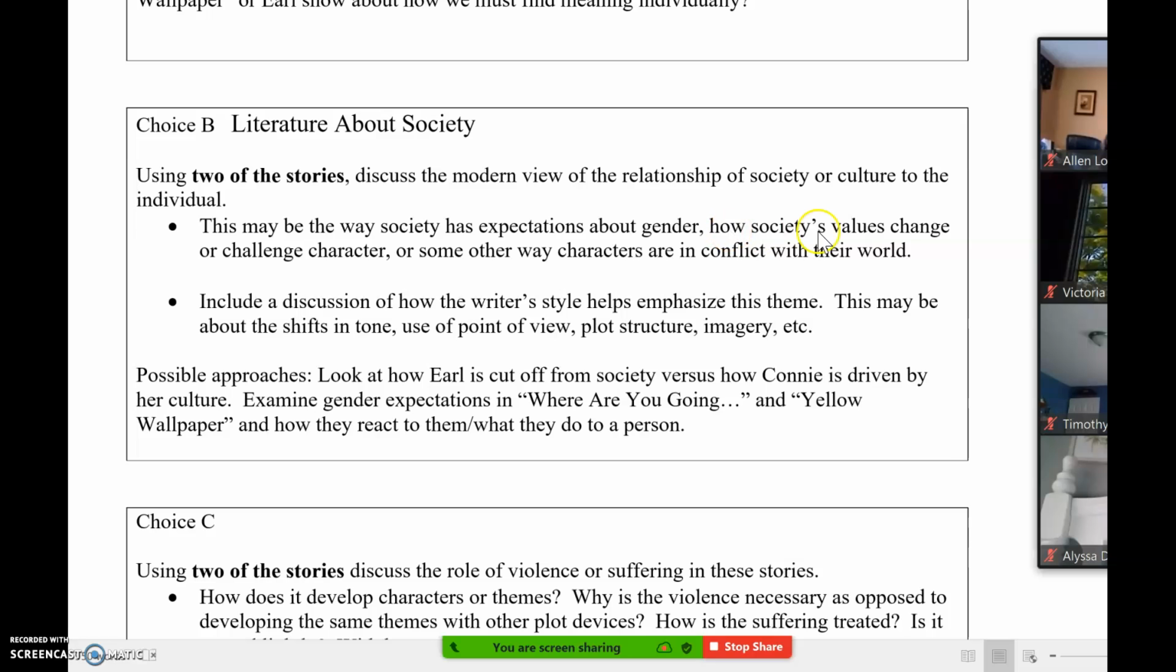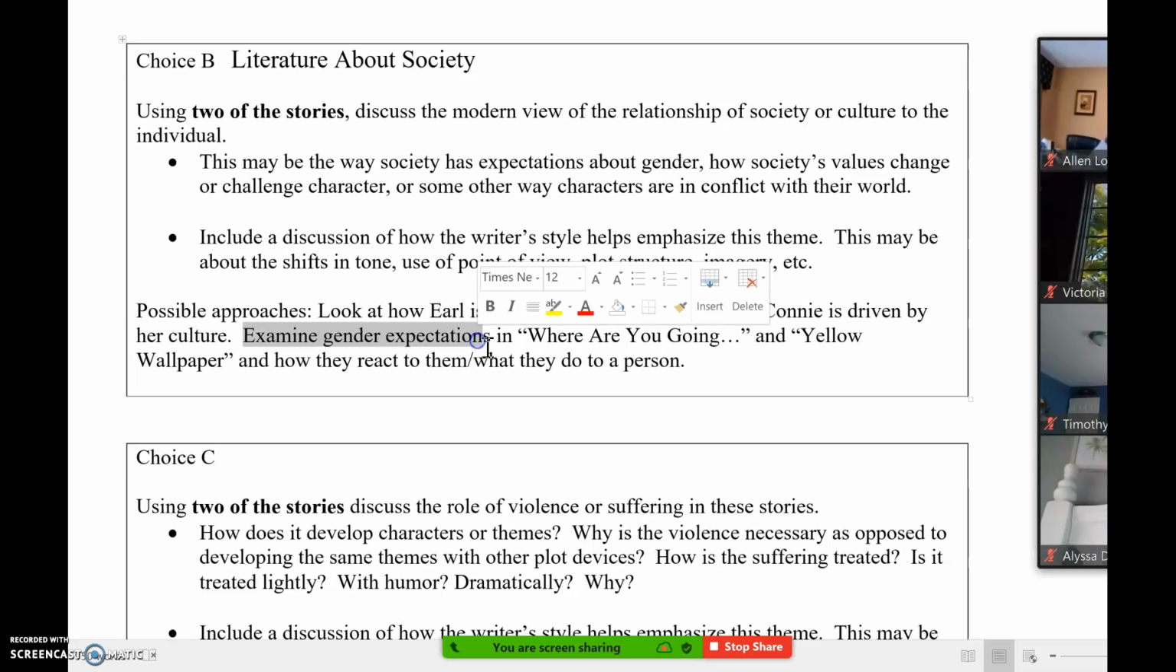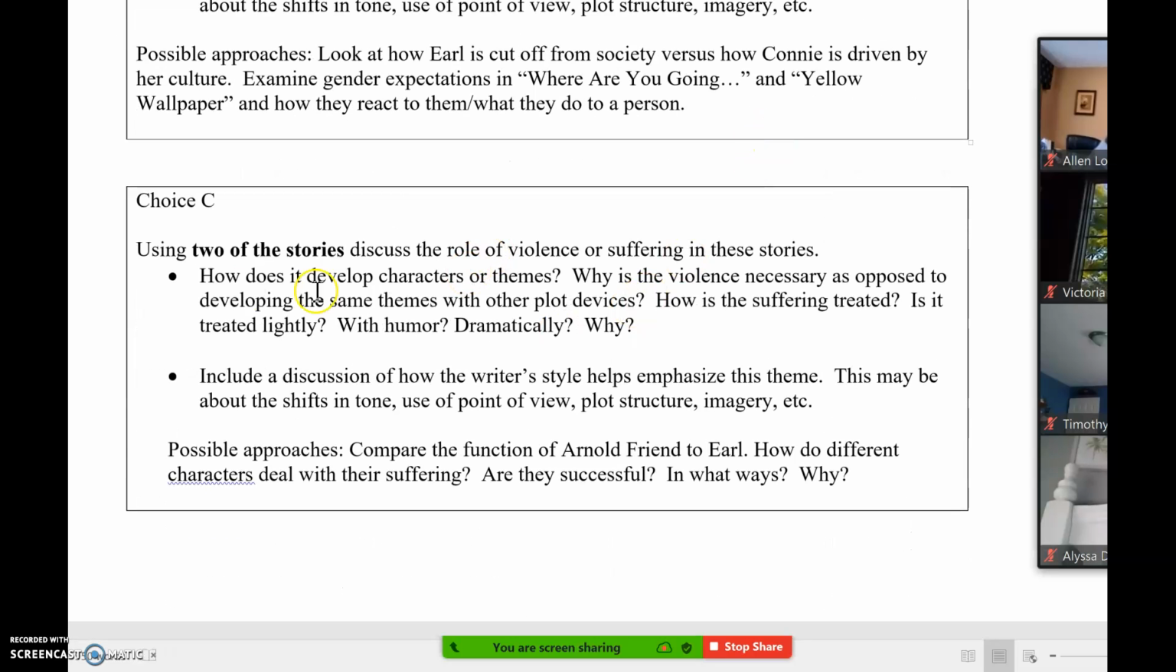All right, how society's values change or challenge a character, or some other ways we are in conflict with their world. Possible approaches, I'll give you these for all of them. Look at how Earl is cut off from society, right? One of the things we said is he can't get married, he can't get rewarded or punished, versus how Connie is driven by her culture, hanging out at the diner, listening to music, being a teen in the teen world. Those things bring them into the problems that they deal with, all right? Or gender, like I said, in Where You're Going, Where Have You Been, and yellow wallpaper.